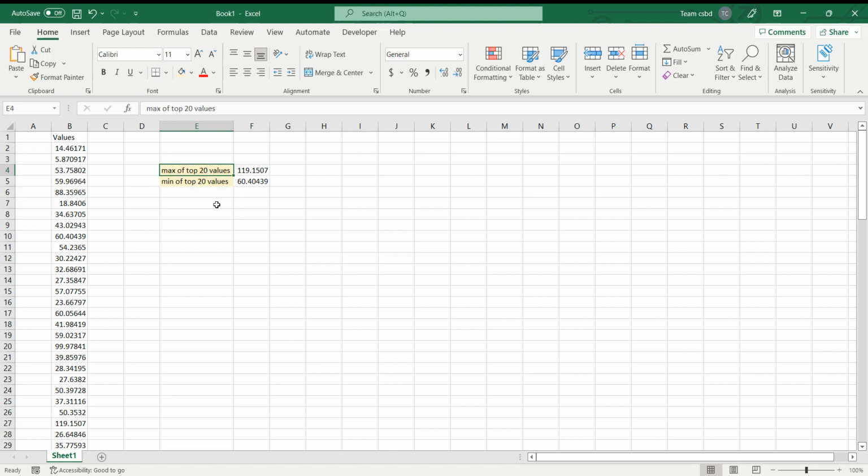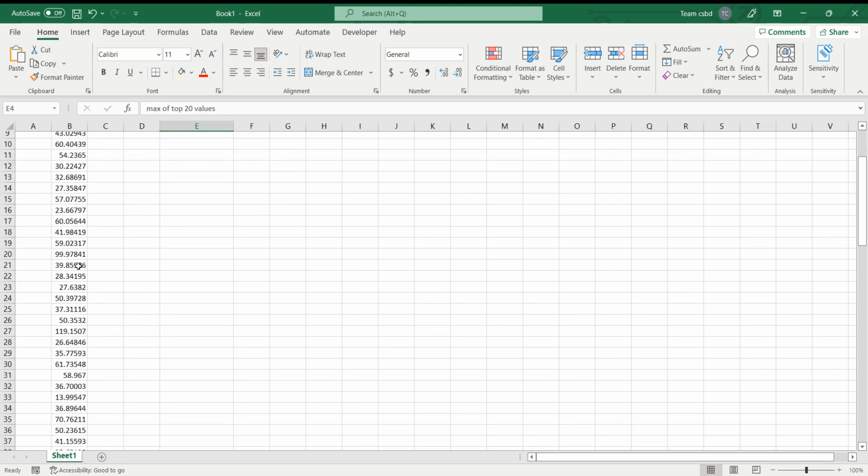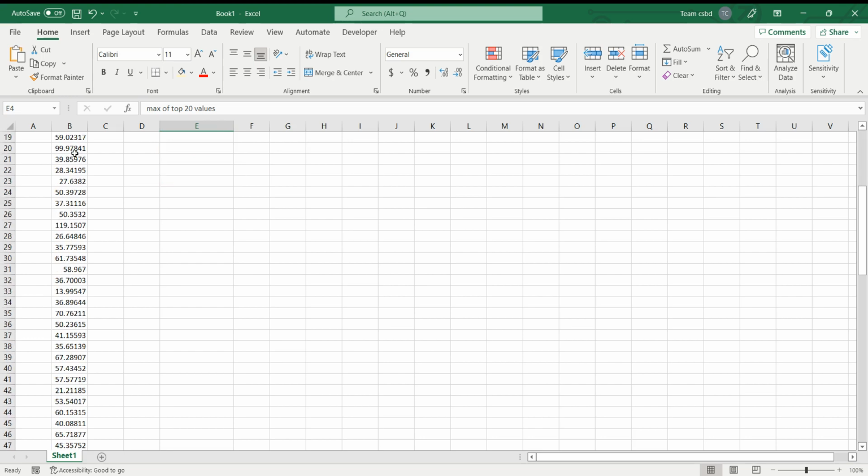Suppose we are finding the maximum of the top 20 values and the minimum of the top 20 values. Suppose these are our values, and here we have 100 values. There may be 1000 values, 10,000 values. That's not our problem. So how can we do this?